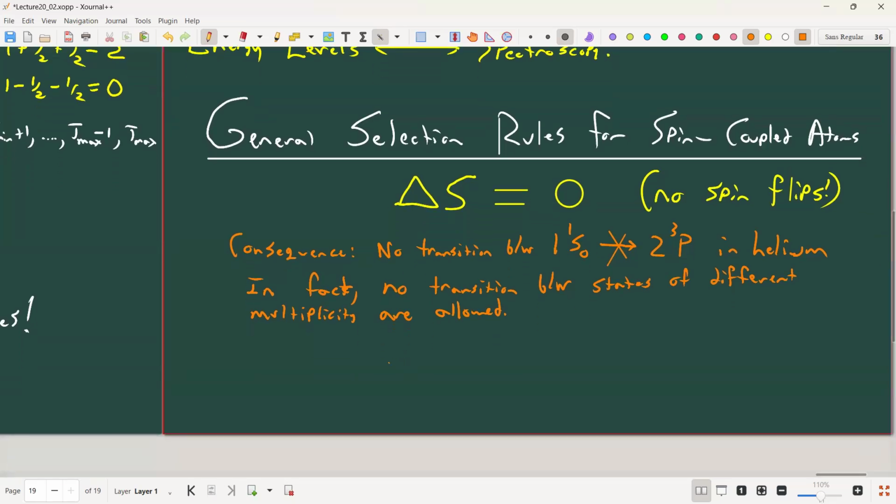The last one is that delta L has to be plus or minus 1. All right, so this means that S to S is forbidden.